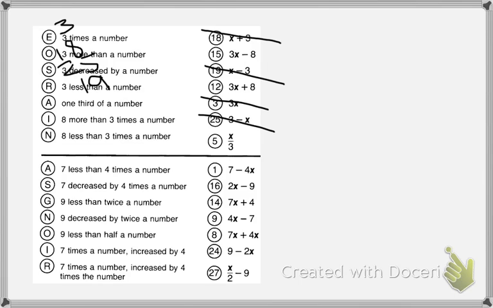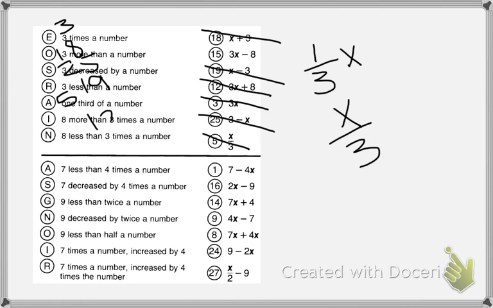1/3 of a number, well, you probably got a little stumped there because there is no 1/3. 1/3 of a number would look like that. If there is no 1/3 of a number, then it's going to be the number divided by 3. That's the same as 1/3. That would be number 5. 8 more than 3 times a number. That would be 12. Leaving the only one left for number 15, 8 less than 3 times a number. All right, we'll move on.